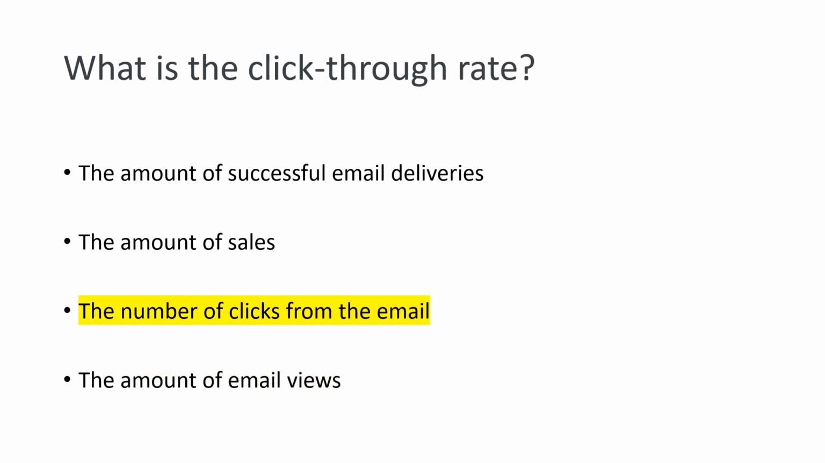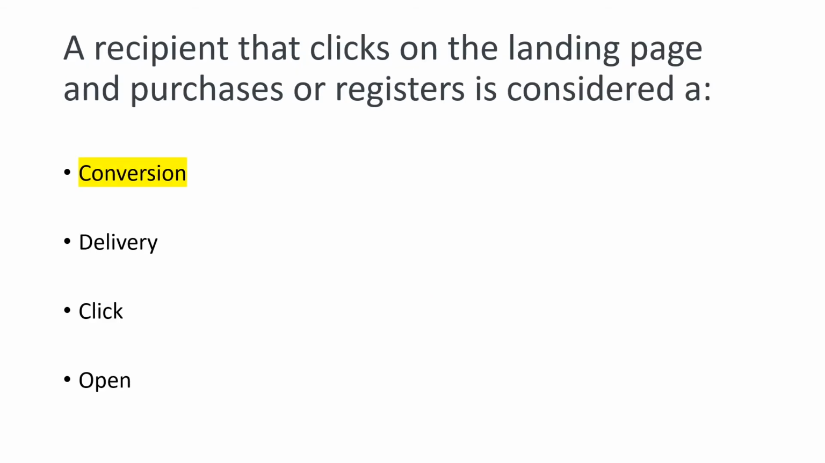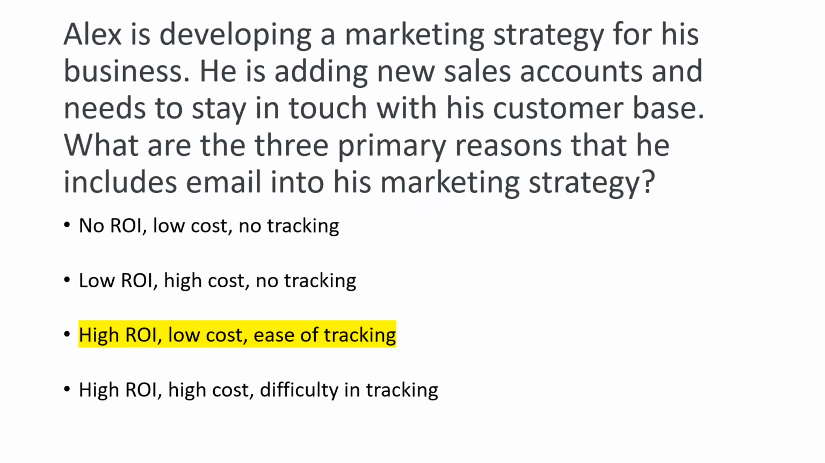175. What is the click-through rate? The number of clicks from the email. 176. A recipient that clicks on the landing page and purchases or registers is considered a conversion. Alex is developing a marketing strategy for his business. He is adding new sales accounts and needs to stay in touch with his customer base. What are the 3 primary reasons that he includes email into his marketing strategy? High ROI, low cost, ease of tracking.